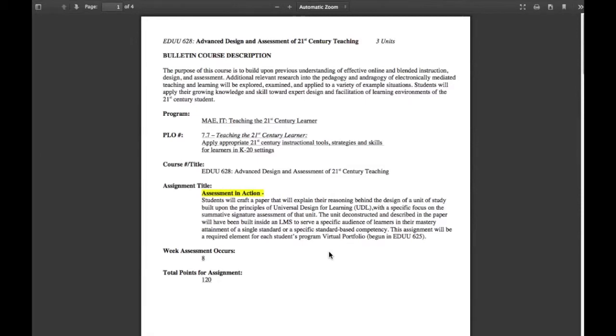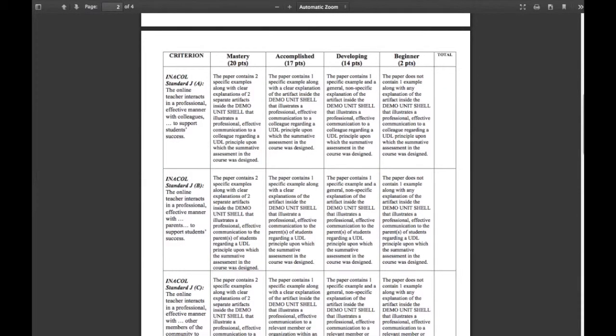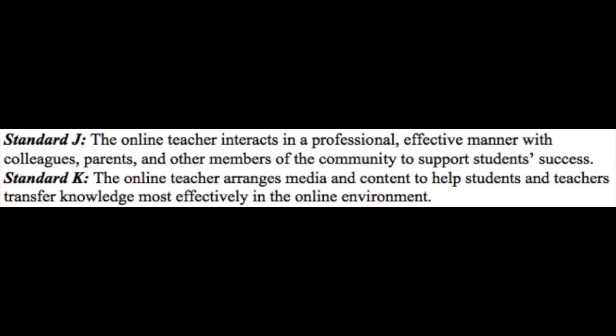Let's go back and look at the paper for a second. In this particular class, we are specifically focusing in on 2 very challenging INACOL standards. In 624, we focused on, I think, 4 or 5. In 625, I think we focused on 4. Here we only focus on J and K. Why? Because these are 2 of the most difficult, because they demand synthesis and a deep, deep critical understanding of all that it takes to be an authentic, effective, empowering 21st century educator.